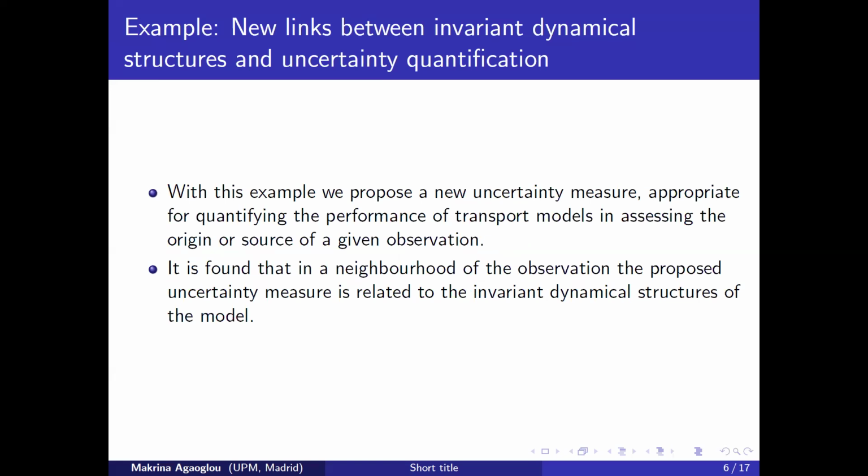So this example, the purpose of this example that has been published in Physica D: Nonlinear Phenomena, was to propose a new assertive measure appropriate for quantifying the performance of transport models in assessing the origin or source of a given observation. And we found that in the neighborhood of the observation, the proposed assertive measure is related to the environment, the dynamical structures of the model.